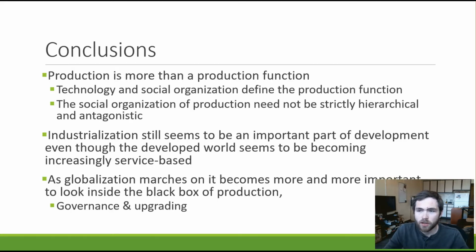So just wrapping things up, production is far more than a production function. Technology and social organization help to define the production function, and social organization of production need not be strictly hierarchical and antagonistic, right? Like the Japanese auto manufacturers with their team system did better than the more hierarchical approach that was taken in the US around the same time. Industrialization still is really important for development, even as the developed world is getting more and more service-based, at least in value terms. And finally, as globalization continues, it's more and more important to look inside the black box of production and think about why conditions for certain workers along the chain are worse than other workers along the chain, and how that might be improved through governance and upgrading.